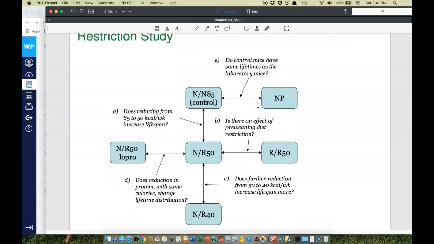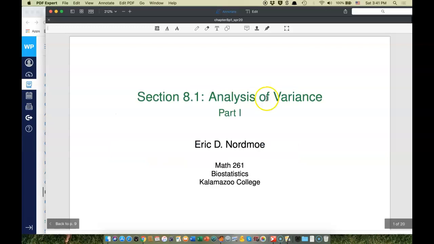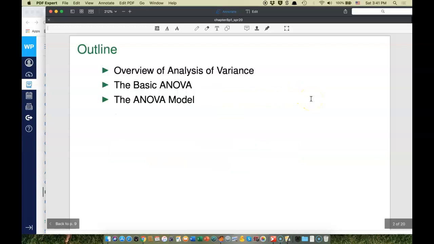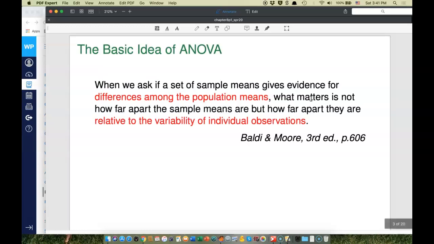So that's the layout. Now I want to go back to the beginning and we'll look at how we're going to approach that. So using the analysis of variance, the challenge is that we have several groups to compare. We don't just have a pairwise comparison of 2 like we were looking at in chapter 6, so it's a little bit more involved. We have the basic ANOVA and the ANOVA model to take a look at. Now I think this quote from a textbook that I used to use for this class does a good job of capturing the basics of ANOVA.